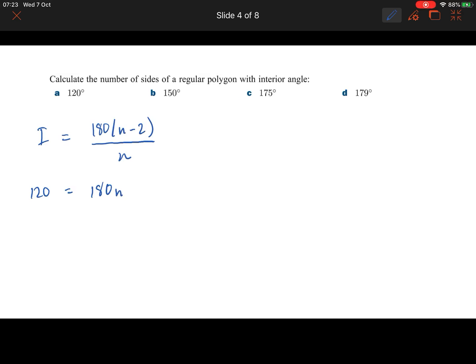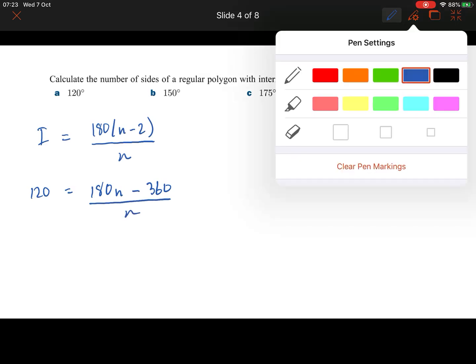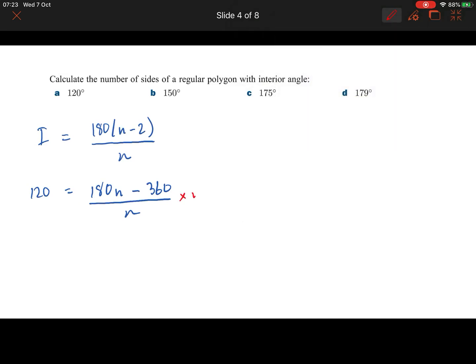And let's expand the bracket. So that's going to be 180n minus 360 all over n. So now we've got an equation we can solve. All we need to do is multiply both sides of the equation by n.